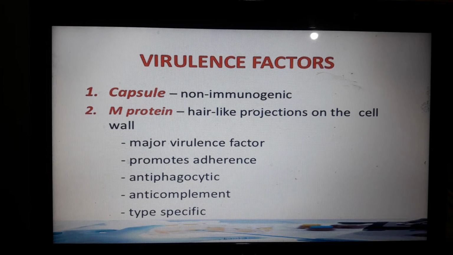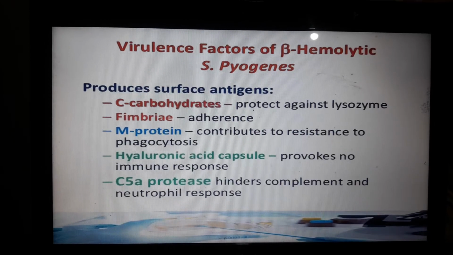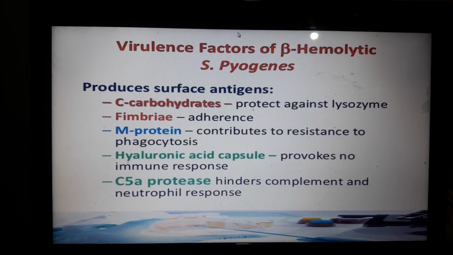It is anti-phagocytic, wherein it acts against the phagocytosis process to prevent the digestion or degradation of the bacterial cells, and it is anti-complement and type-specific, producing surface antigens. C carbohydrate protects against lysozyme, because lysozyme acts as an antimicrobial property of the host cells.